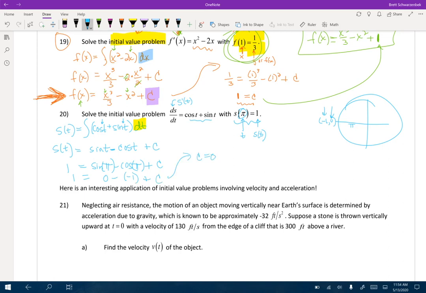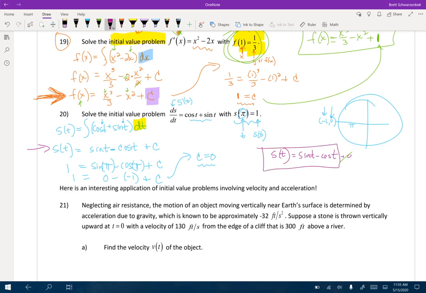So what does that mean in terms of the resulting function, s of t, that we're trying to find? That means we're going to copy our equation that we came up with, sine t minus cosine t, but it's going to be basically plus 0, which we don't have to actually write. So therefore, the answer to the problem is just sine t minus cosine t.